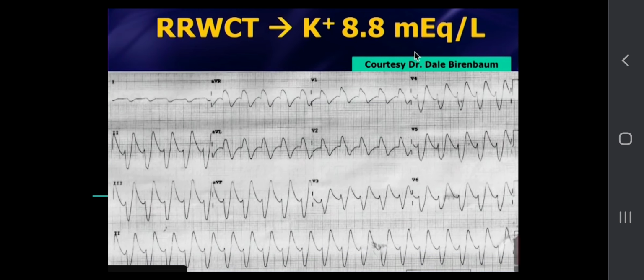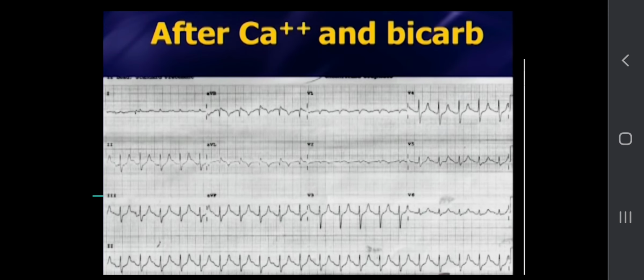So this patient was hyperkalemic with serum potassium level of over 8 milliequivalents. I've got another one here with really wide complex QRSs. This patient's serum potassium level was over 8.8 milliequivalents. After calcium and bicarb were administered, you can start to see the patient developing a sinus tachy type of rhythm. You can see the peaked T waves and P waves reappearing.